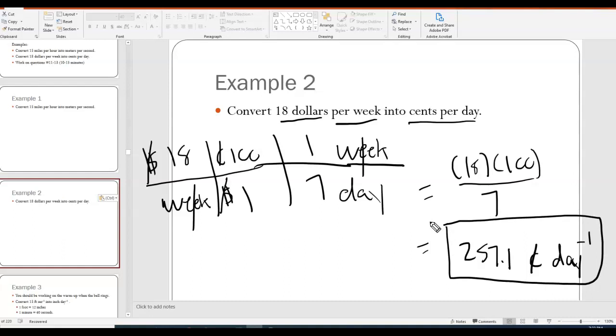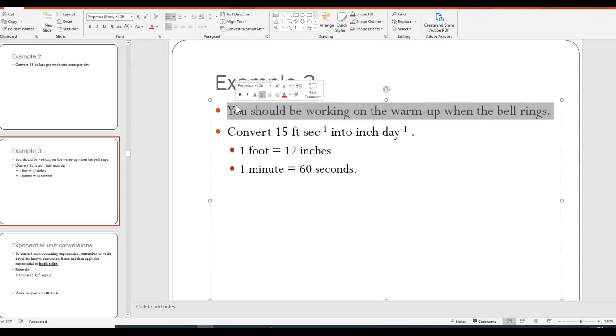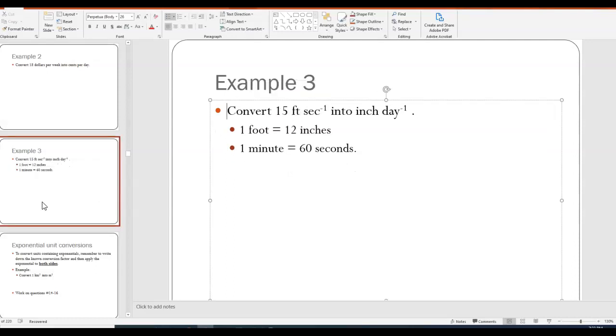Hopefully you're starting to get the hang of these unit conversion problems. I want you to try to do example 3 on your own. So pause it here and finish writing down example 2 if you need to. Now let's take a look at example 3. Example 3 says convert 15 feet per second into inches per day. Pause it here and see if you can do that. Just so you can check your work, I'm going to write down how you would solve this without explaining it.